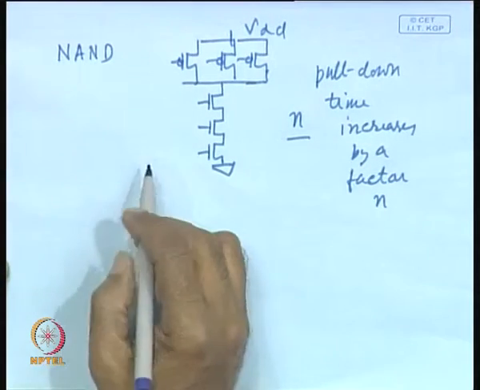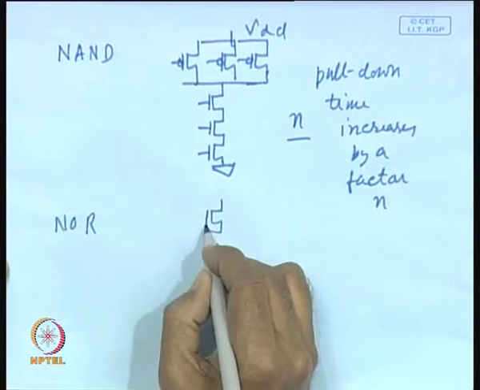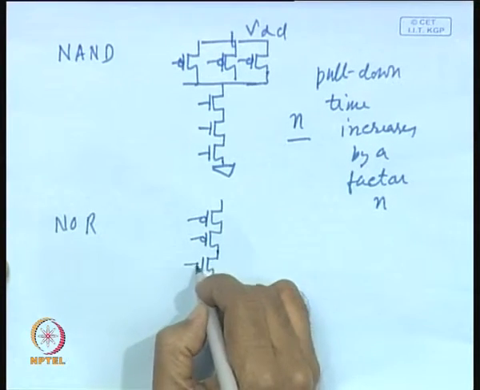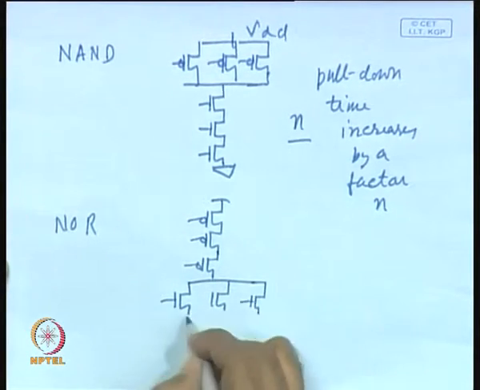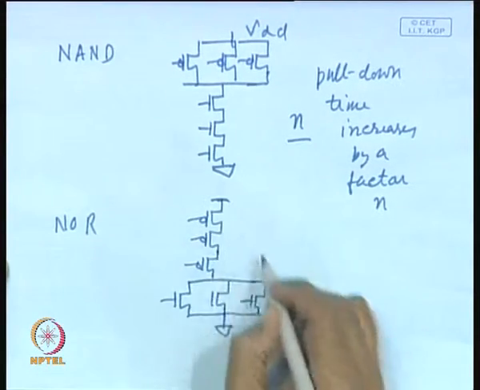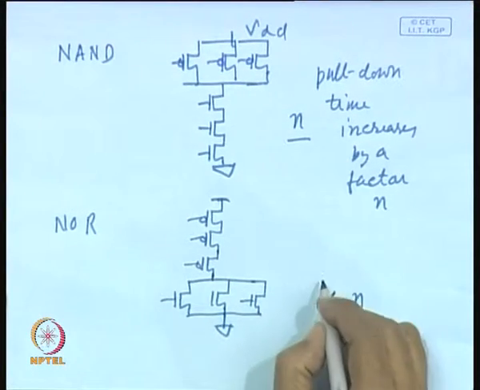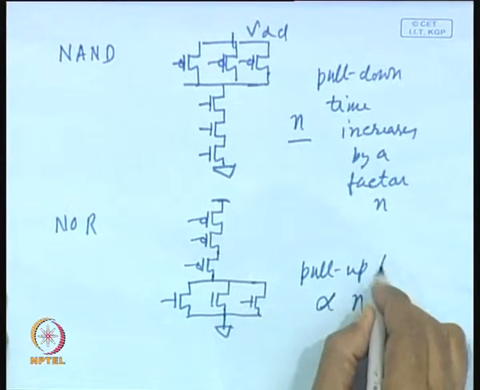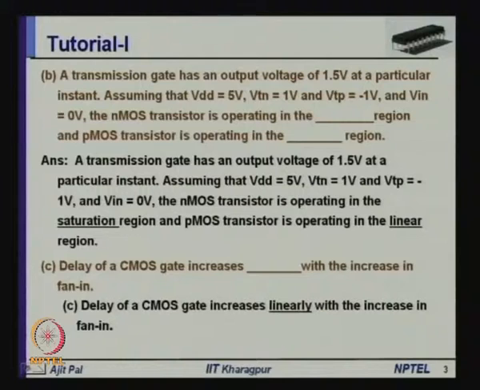inverter. Similarly, if we consider NOR, we find that the PMOS transistors are in series, whereas NMOS transistors are in parallel. So, in this case the pull down time will not be affected, but pull up time will increase by a factor of n. So, it will be proportional to n, the pull up time. Therefore, we may say that in both the cases the delay is increasing linearly with the fan in. So, the answer is the delay of a CMOS gate increases linearly with the increase in fan in.